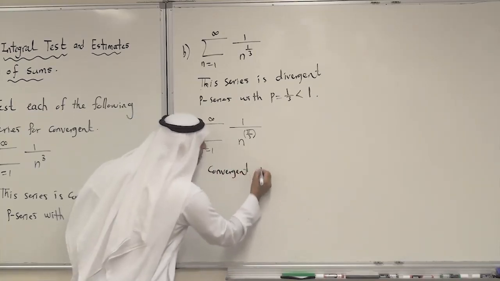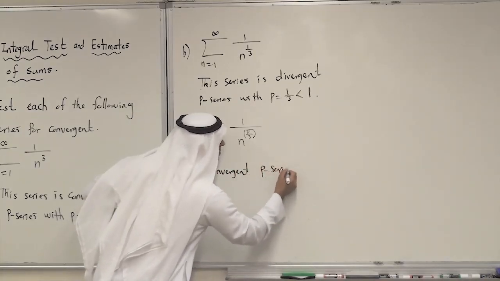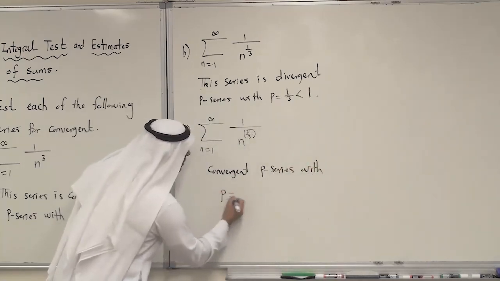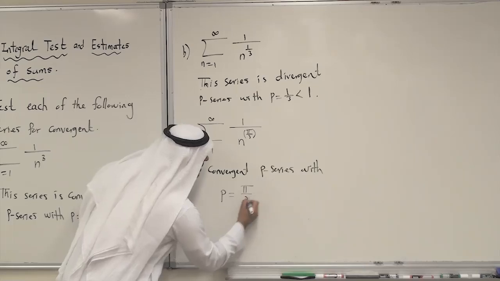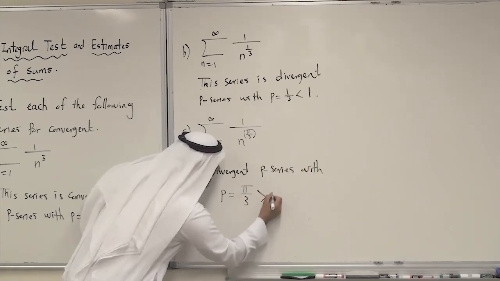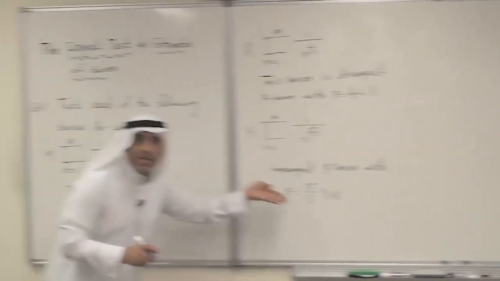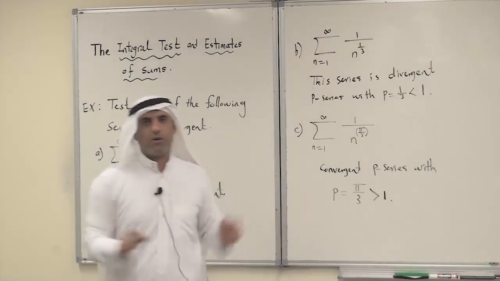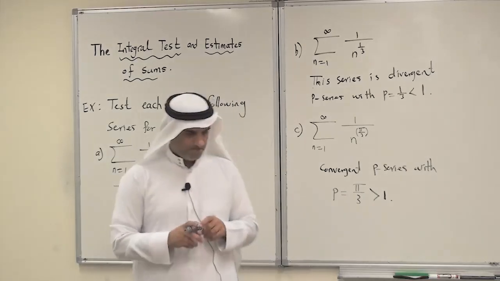This is a convergent P series, with p equal to pi over 3, and we need to write that this is greater than 1. Since it is greater than 1, it is a P series with p greater than 1, so the conclusion is that it is convergent. Okay.